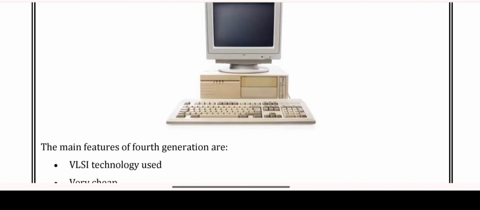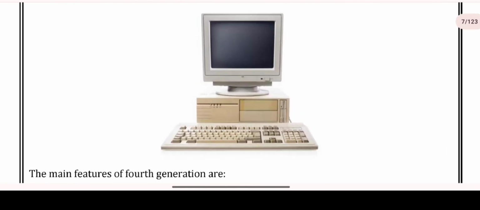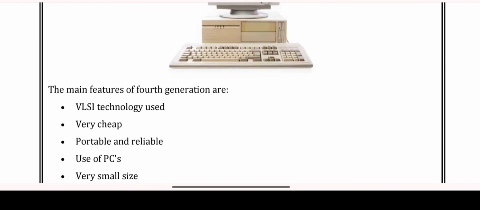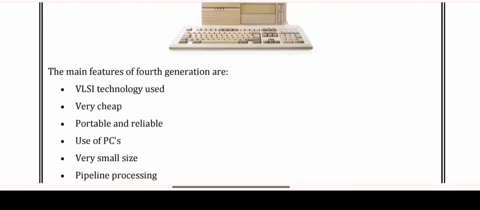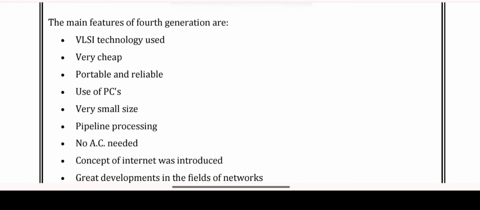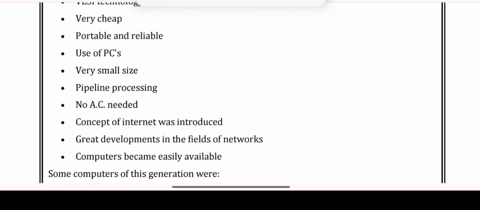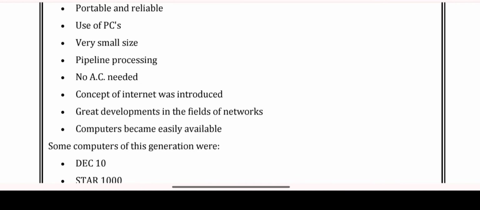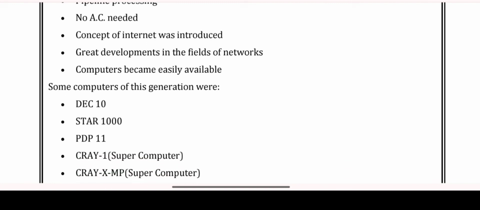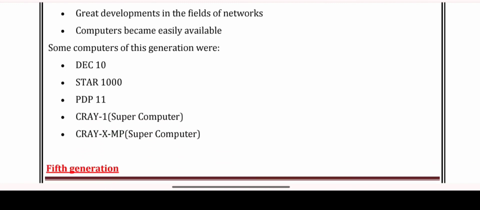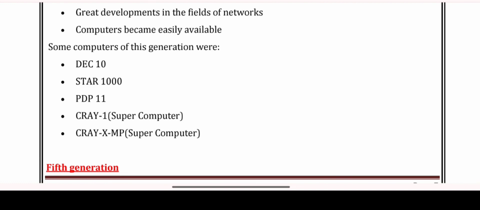See the fourth generation computer picture. The main features of the fourth generation are VLSI technology used, very cheap, portable, and reliable, used PCs, very small size, pipeline processing, and no AC needed. The concept of the internet was introduced, with great developments in networks, and computers became easily available. Some computers of this generation were DEC 10, STAR 1000, PDP 11, Cray-1 supercomputer, and Cray X-MP supercomputer.